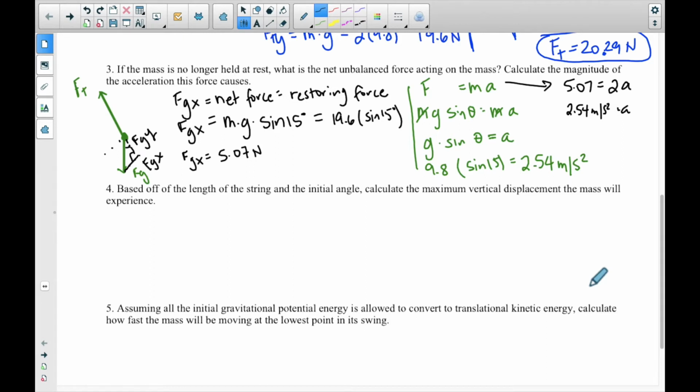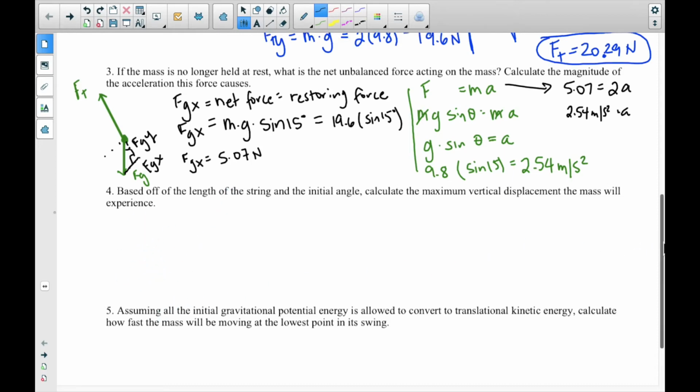Okay, question number 4. Again, we are still doing basically some review. I thought about not putting it in because of the situation we are in, and it's like, just cut it down to the bare minimum. But this is important because it's review, and we have an AP test coming up. So all of this is going to be helpful to remember how we came up with some of these things from first semester. So based off the length of the string and the initial angle, calculate the maximum vertical displacement the mass will experience. Remember what we had before. I'm going to draw that same free body diagram.